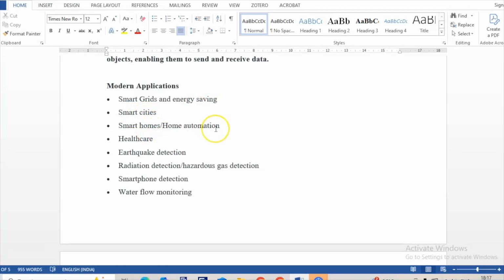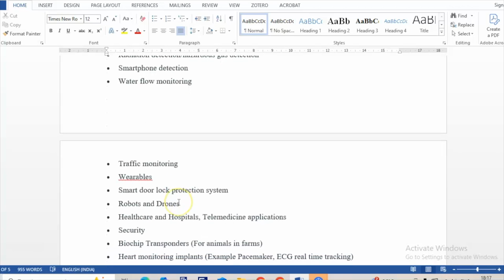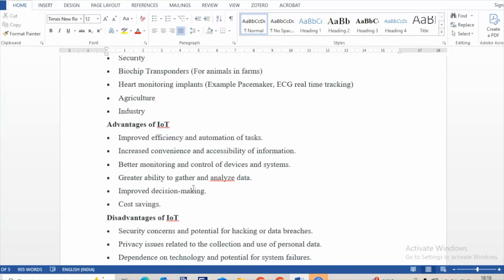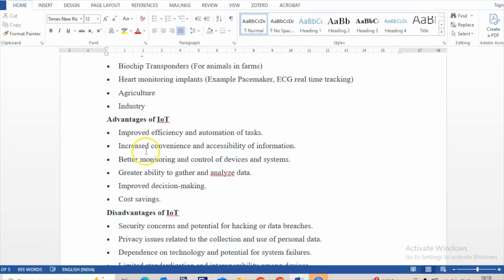In modern applications, there are a lot of devices using IoT like smart grids and energy saving, smart cities, smart homes, home automation, healthcare, earthquake detection, radiation detection or hazardous gas detection, smartphone detection, water flow monitoring, traffic monitoring, wearables, smart door lock protection system, robots and drones, healthcare and hospitals, telemedicine applications, security, biochip transponders, mainly used for animals in farms, heart monitoring implants like pacemaker, ECG, etc., agriculture, industry, etc., are a few applications involved in IoT.